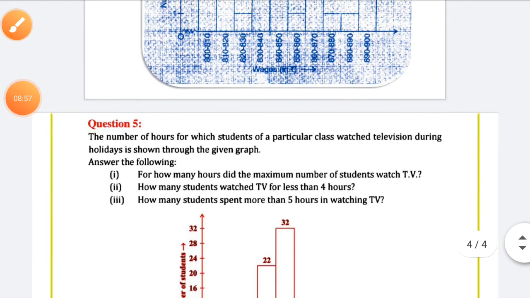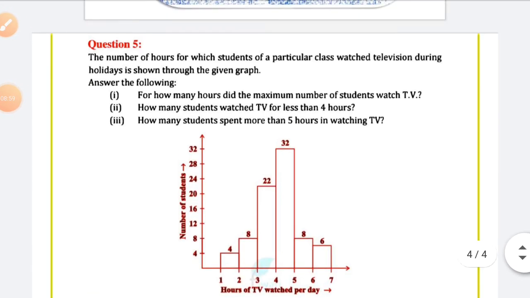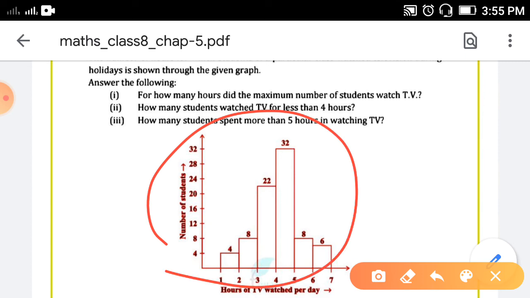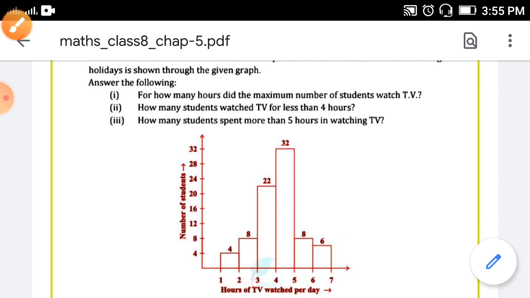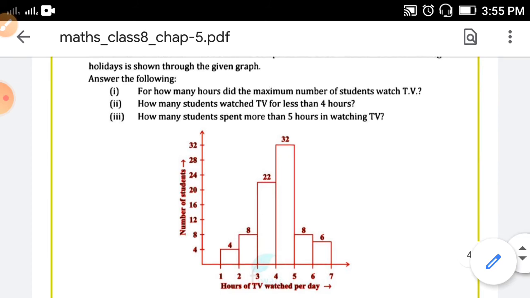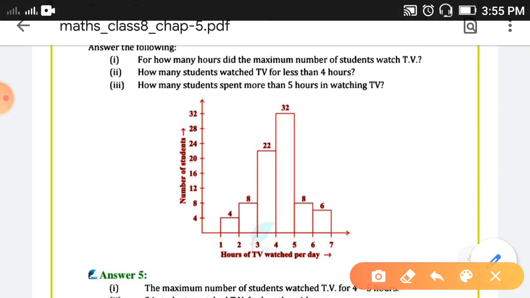Now question number 5. The number of hours for which students of a particular class watch television during holidays is shown through the given graph. Here the graph is already given, no need to draw. You have to answer the question. For how many hours did the maximum number of students watch TV? So let's see the graph.